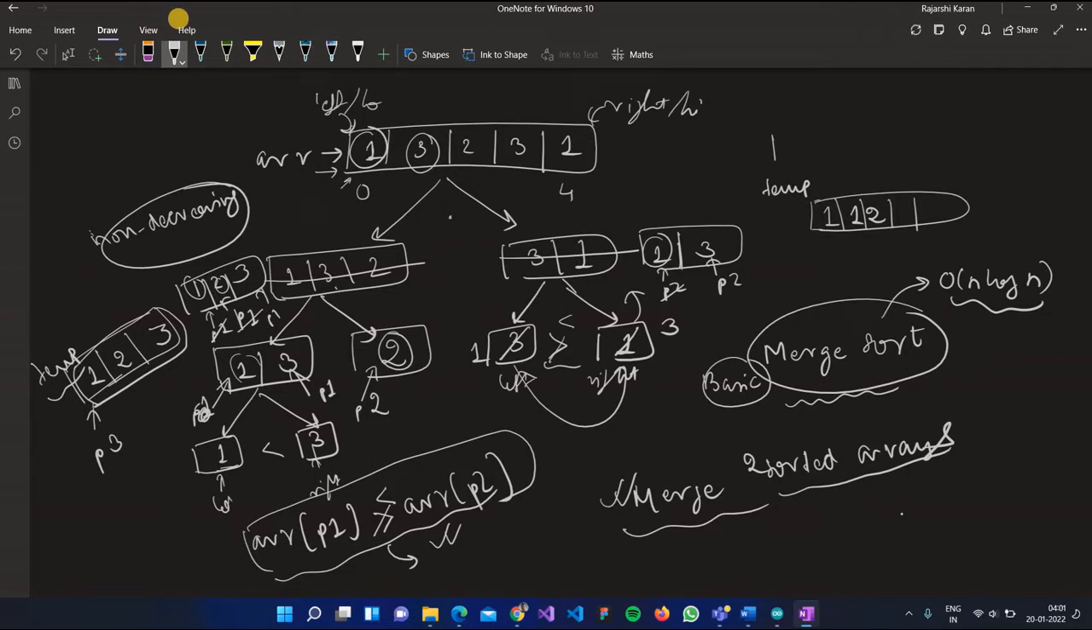Now is 3 less than or equal to 3? Perfect. So we put the p1 over here. And p1 reaches its end, and only p2, in the second section, has one element left, so we just put it over here. So the final sorted array is 1 1 2 3 3. So this array will finally get converted into the final sorted array using this merge sort algorithm.